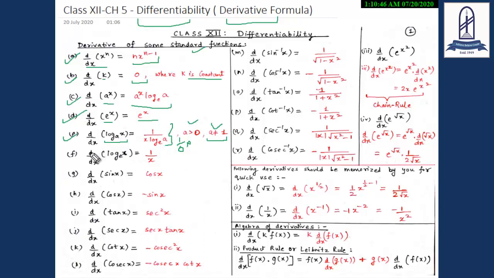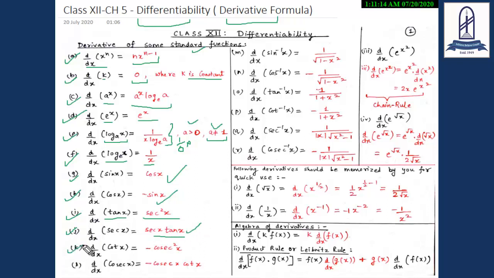And then our next derivative is d by dx of log x to the base e, which is equal to 1 upon x. And then our next derivative is d by dx of sin x, which is equal to cos x. And then d by dx of cos x, and this is equal to minus sin x. And after that d by dx of tan x, which is equal to sec square x. And then d by dx of sec x, this is equal to sec x tan x.